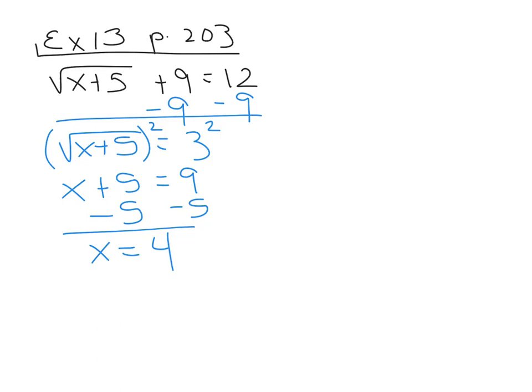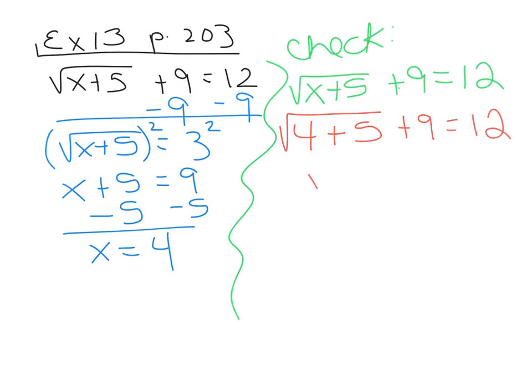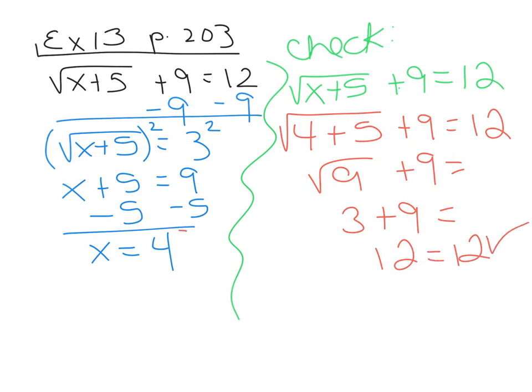We could go back to checking these, since this was a few steps here. Write your original equation, square root of x plus 5 plus 9 equals 12. Substitute your solution in there for x. And then simplify. So this will be square root of 9, which is 3. 3 plus 9 is 12 on the left, also 12 on the right. This checks out, so we have a good solution here.